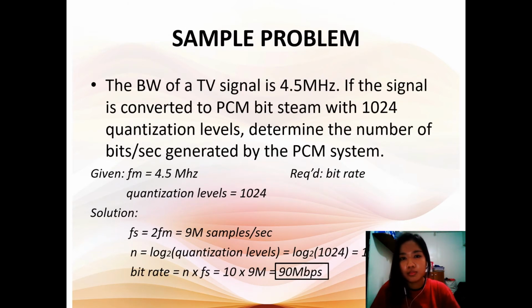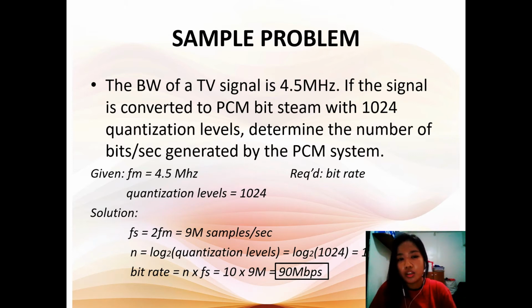So we go through some sample problems. The first problem is the bandwidth of a TV signal is 4.5 megahertz. If the signal is converted to PCM bit stream with 1024 quantization levels, determine the number of bits per second generated by the PCM system. So bits per second pertains to the bit rate, so that is what we're looking for.